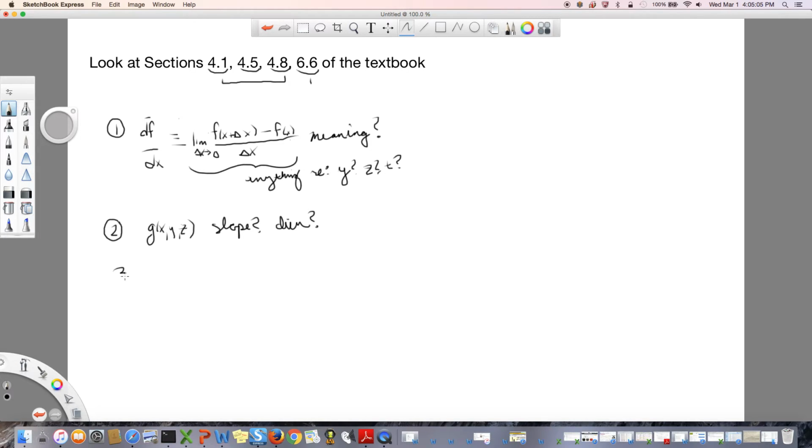And then finally, if I knew the vector slope, how could I get the slope in a given direction?